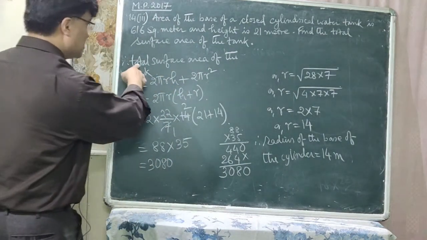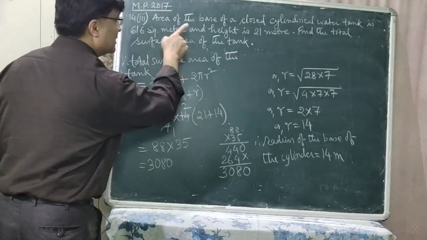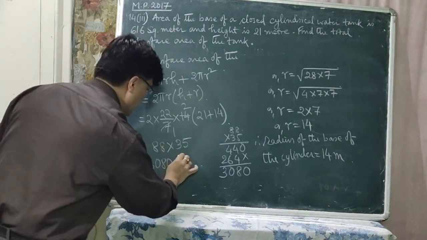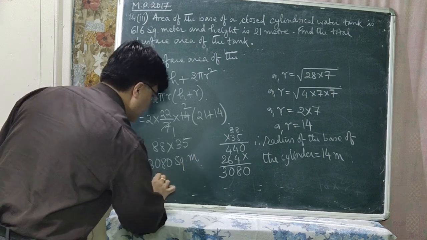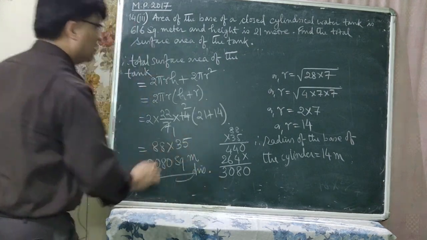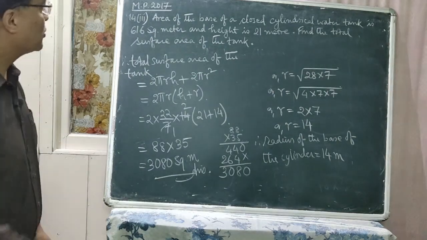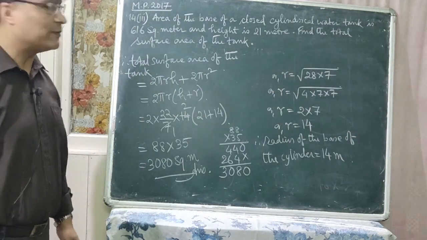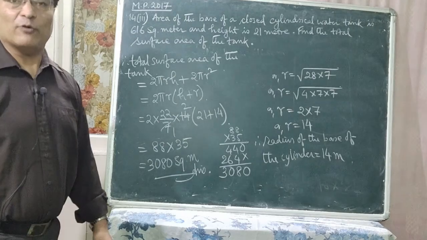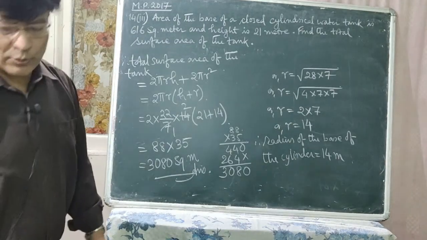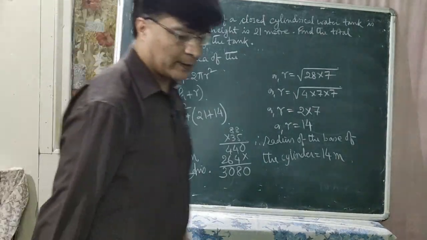What is the unit? Since this is the total surface area, square meter. So it will be square meter. So this is the final answer. So I think you have understood it. So this is from Madhyamik Question 2017. So this question carries 4 marks. So you can copy it. Now we will do the next question.